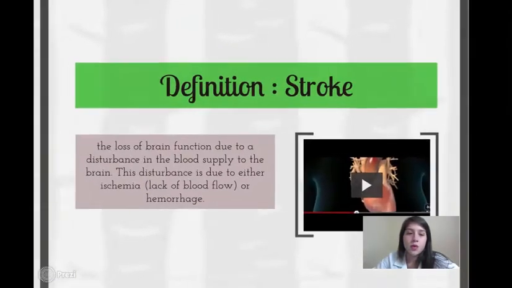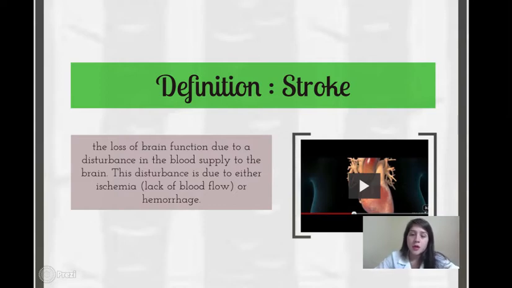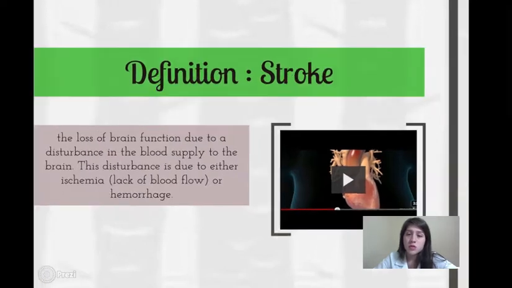So that's more about craniectomy. Now we're going to define what is a stroke. A stroke is the loss of the brain function due to a disturbance in the blood supply to the brain. This disturbance is due to either ischemia, which is the lack of blood flow, or hemorrhage.